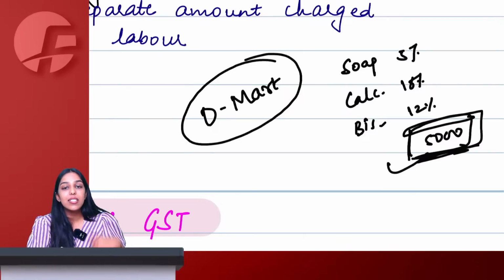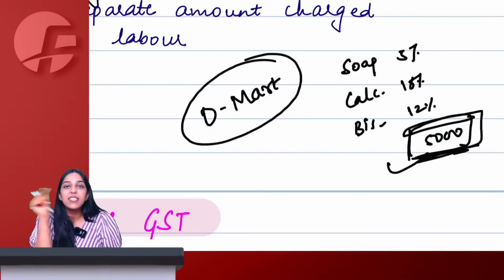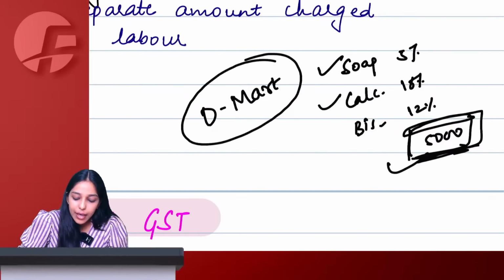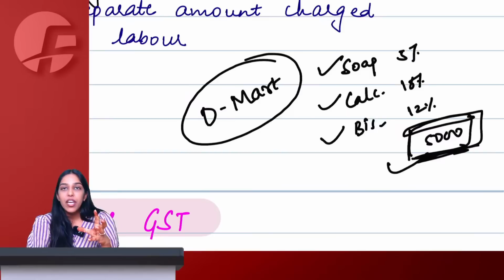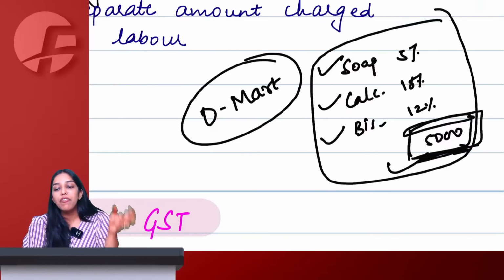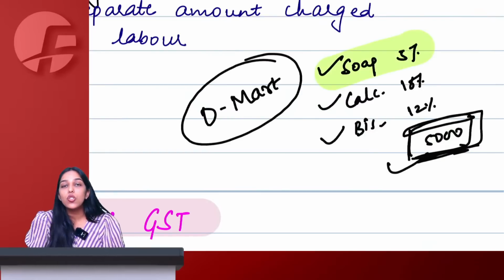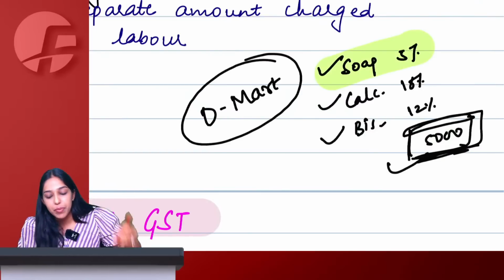Now understand, this is neither composite supply nor mixed supply, because DMart will be issuing me an invoice with separate amounts for all the items that I have purchased. If everything is clubbed into a combo, then it becomes a mixed supply. This is not a mixed supply just because we have billed them together. Therefore, no highest rate is applicable, and soap individually will be taxable at 5%.